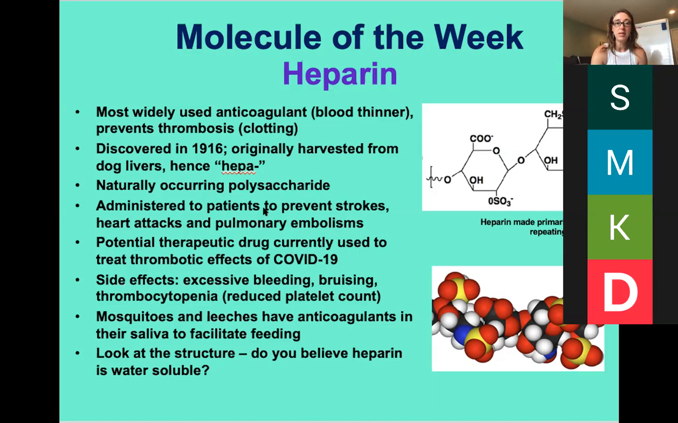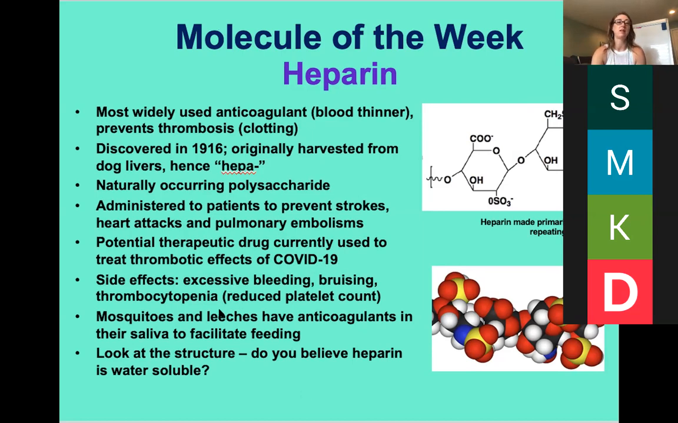And that seems to be what's happening a lot with these patients that are coming in with COVID-19. They're getting these pulmonary embolisms. They're getting blood clots in their lungs because the coronavirus is attacking the respiratory tract, the lungs. And so they're trying to treat these patients with heparin to avoid getting those pulmonary embolisms. It's a potential therapeutic drug that's currently used to treat the thrombotic effects of COVID-19. Thrombotic meaning blood clotting effects of that coronavirus.